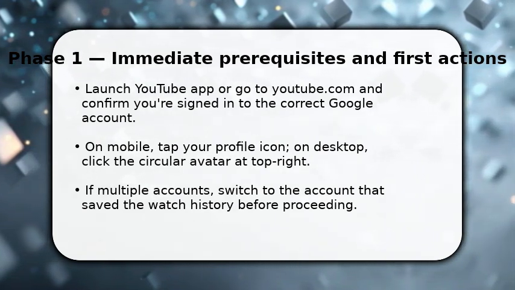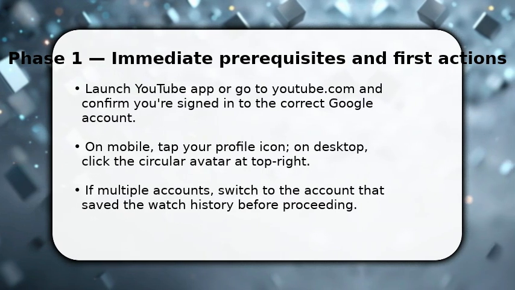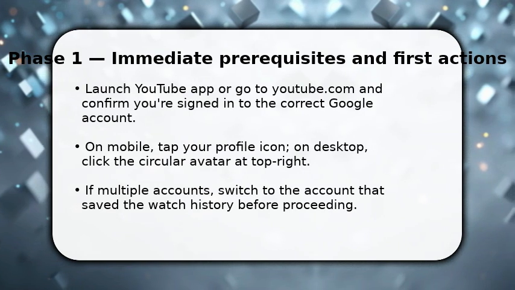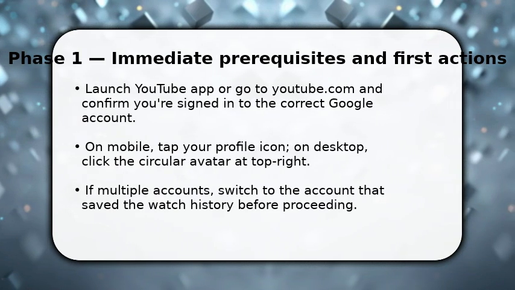You don't need extra settings yet, just verify identity and access. This first step establishes where YouTube will pull history from, so take a moment to confirm the account shown. When that's done, move to the library to view history details.